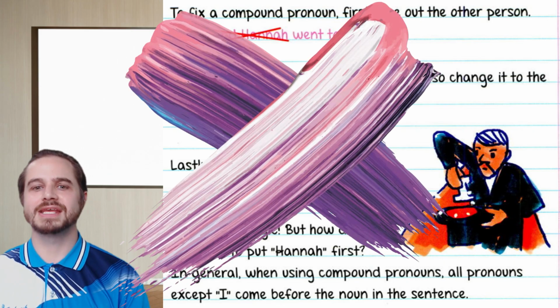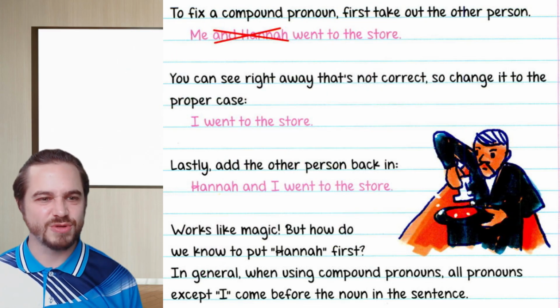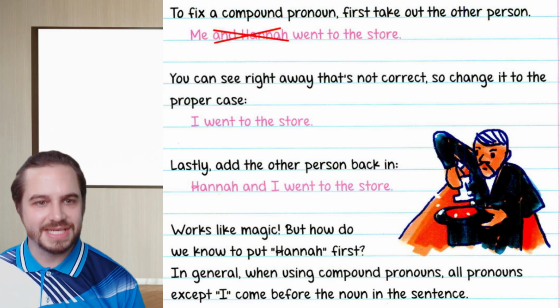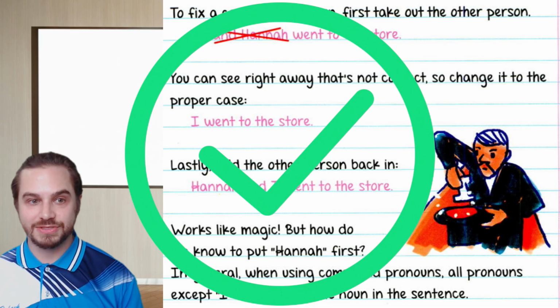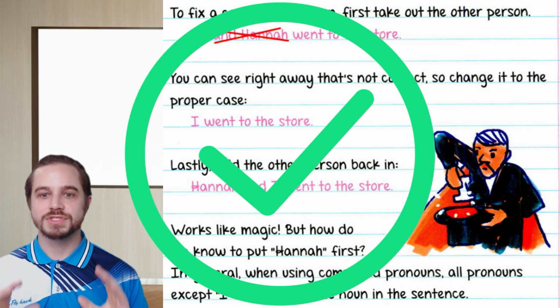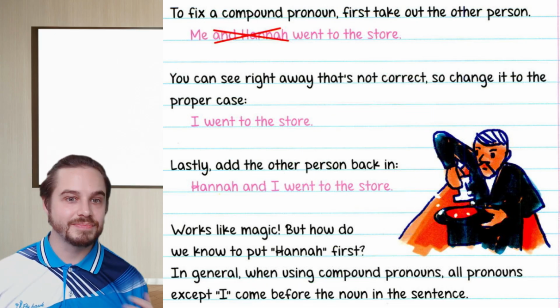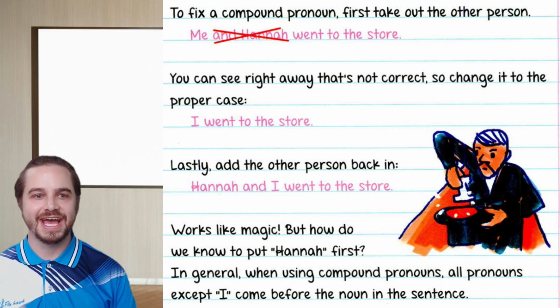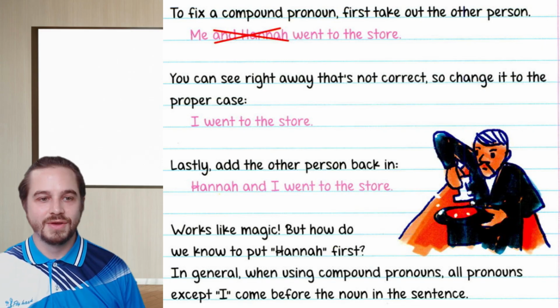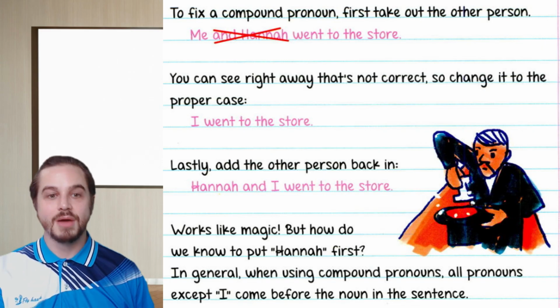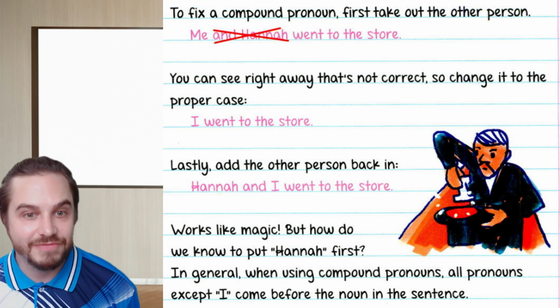If you've been studying English for a while, you can know this sounds wrong. The proper sentence would be, I went to the store. So once you've got that, you add the other person back in. Hannah and I went to the store. Works like magic. But how do we know to put Hannah first?